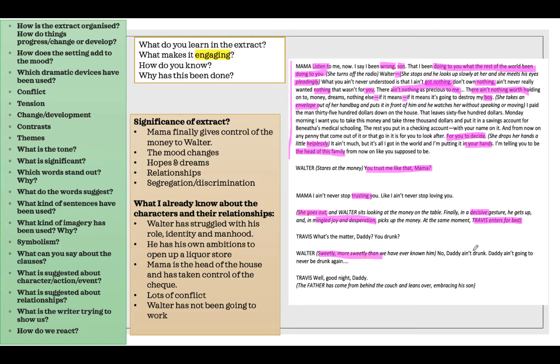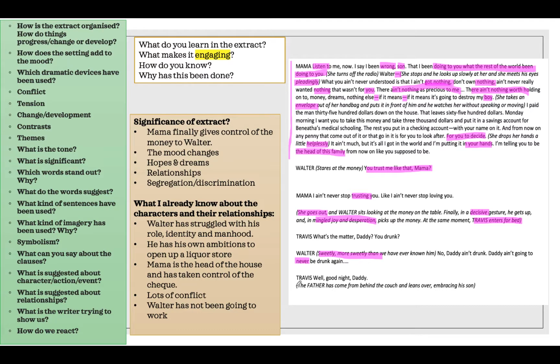And then he says, "No, Daddy ain't drunk. Daddy ain't never going to be drunk again." So how declarative this statement is, because he now has hope. He now has his dream. So we can link it back to the themes here. He has this renewed self-confidence in himself and in where he can now take his family.